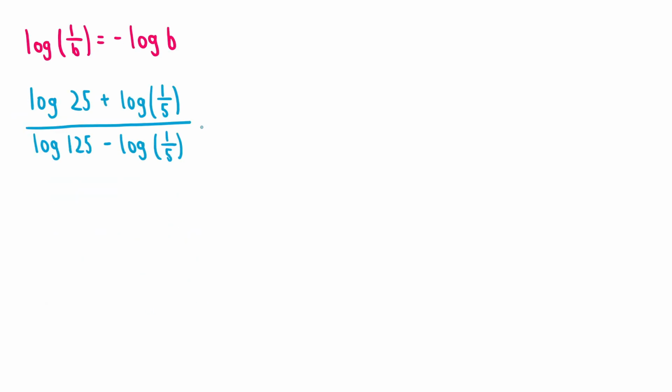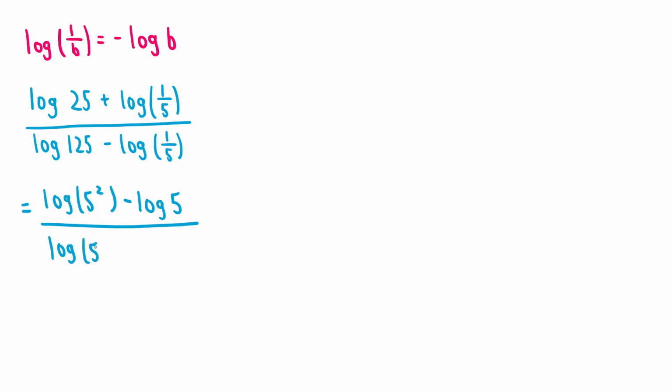So here's an example for using the reciprocal rule for the common logarithm. We can rewrite log of 25 in the numerator of the expression as log of 5 squared, and the plus log of 1 over 5 is the same as negative log of 5 using the reciprocal rule. And log of 125 in the denominator is equivalent to log of 5 cubed, and minus log of 1 over 5 in the denominator is the same as plus log of 5 using the reciprocal rule.